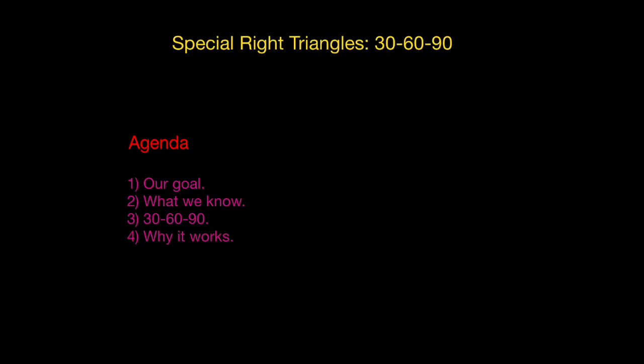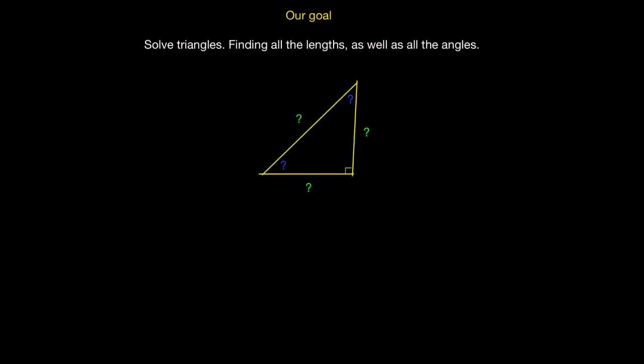Today's a very good day because today we're going to learn a very awesome technique called the 30-60-90 right triangle theorem. So for the agenda, I want to review our goal. I want to review what we know, and then we'll dig into the 30-60-90 theorem, and at the end I'll show you why it works. So let's begin with our goal.